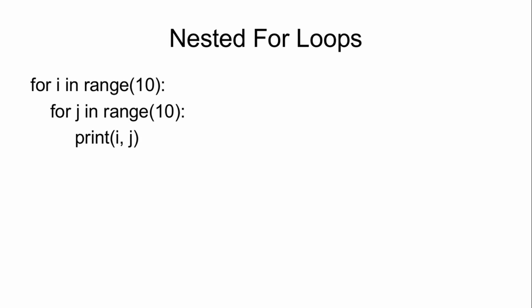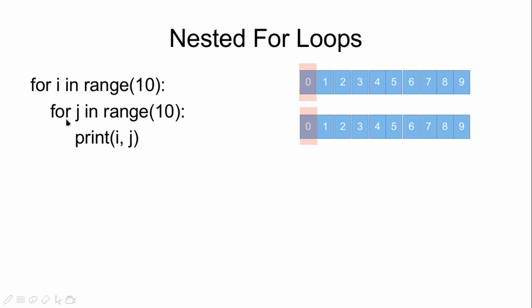We can also have nested for loops. In this case, we have an external loop and an internal loop. In this scenario, i in the external loop will have the value of 0. Then j in the internal loop will have the value of 0 also. Then print will print the value of i and j.